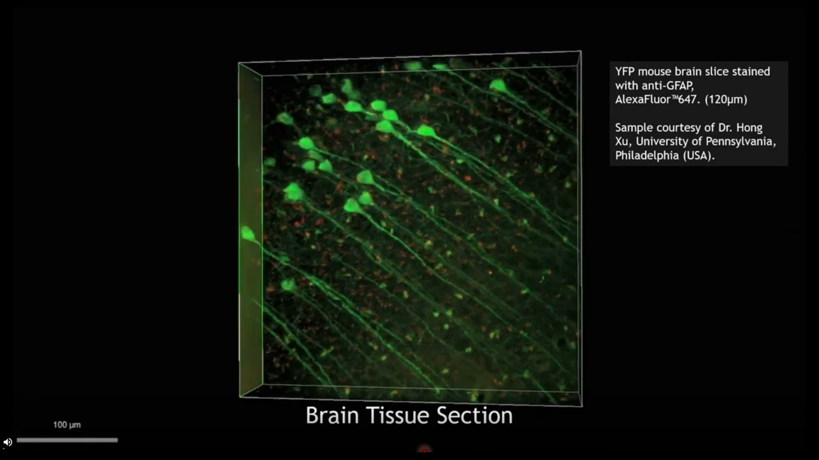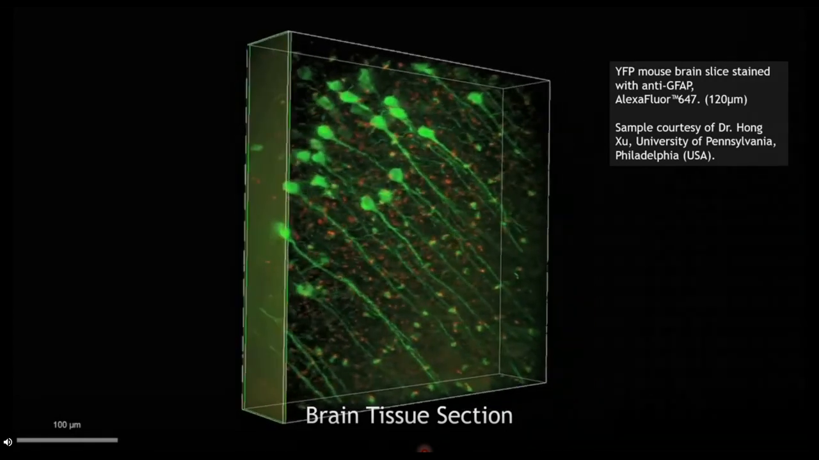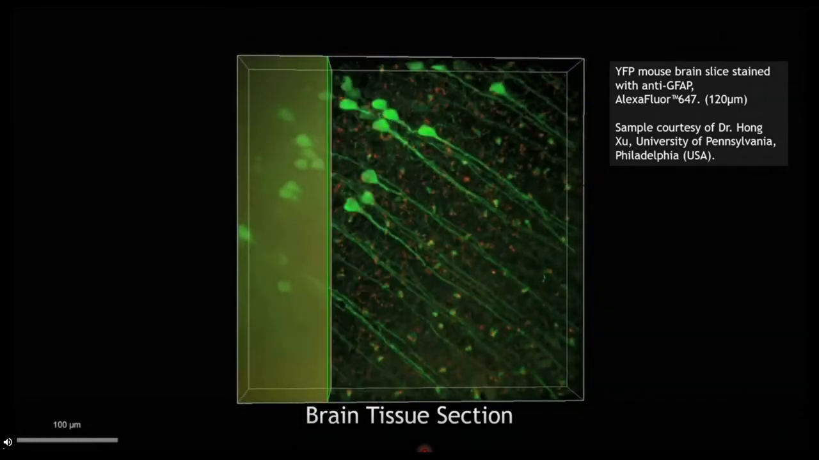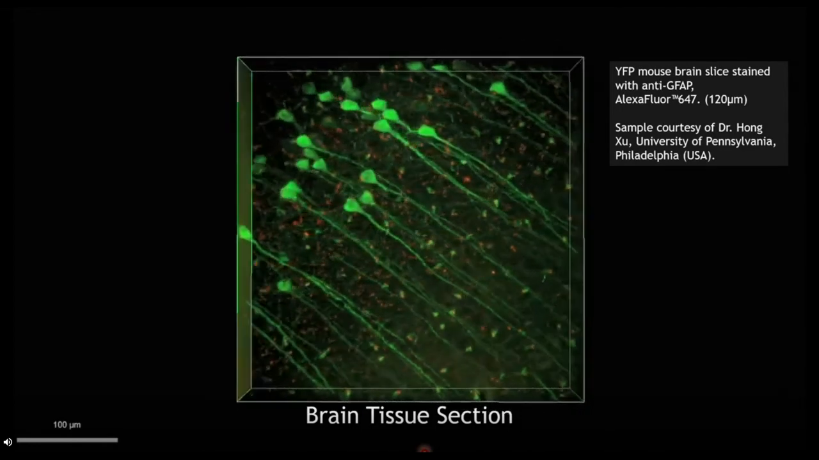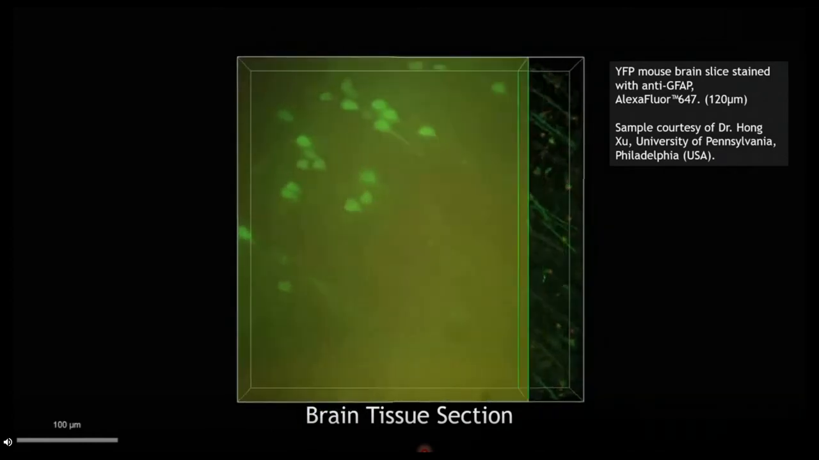Here is a mouse brain tissue stained with GFAP and 647. This is a 120 micron Z-stack, and this image is also rendered in 3D. This is the Thunder dataset, and that's the raw.